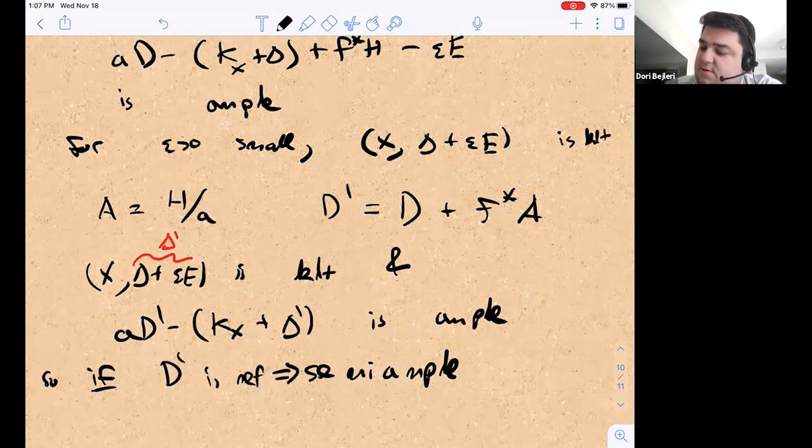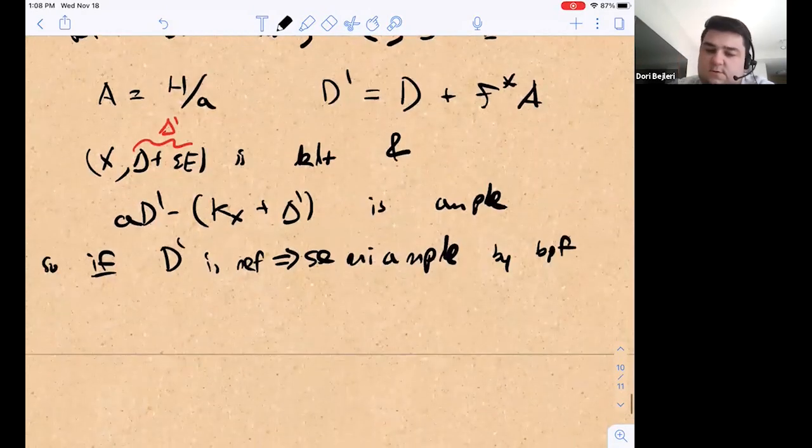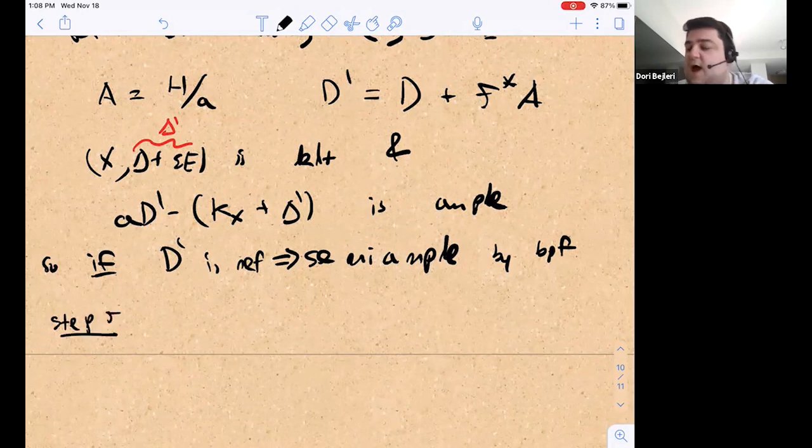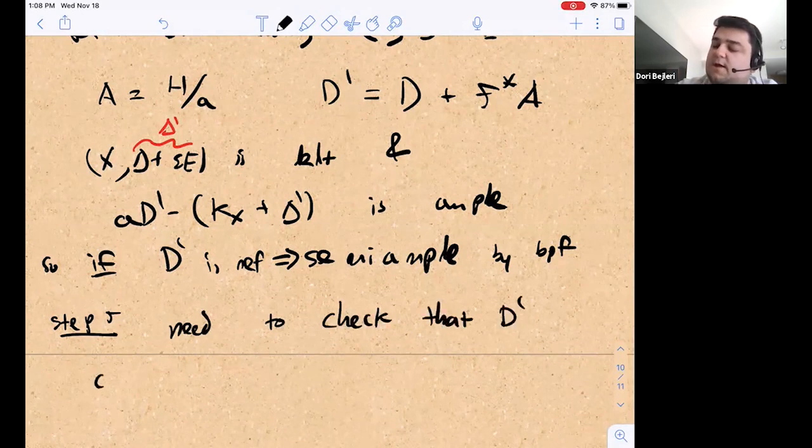then it's semi-ample by BPF. So we really have one more step, which is to check that we can arrange the situation so that D prime is actually nef, because right now all we know is that it's an f-nef divisor plus the pullback of an ample. And here's where we really need to use the cone theorem. So step 5, need to check that D prime can be made nef.